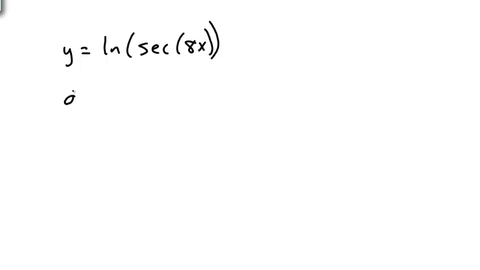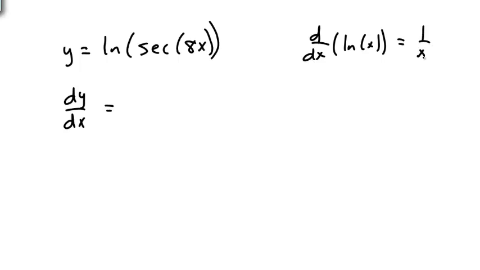Another one that we did with sort of implicit differentiation was, let's say, y is the natural log of the secant of 8x. Well, what I want you to know is that the derivative of the natural log of x is just 1 over x. The derivative of the natural log of stuff, chain rule, is 1 over the stuff, secant of 8x, times the derivative of the stuff. Aha!